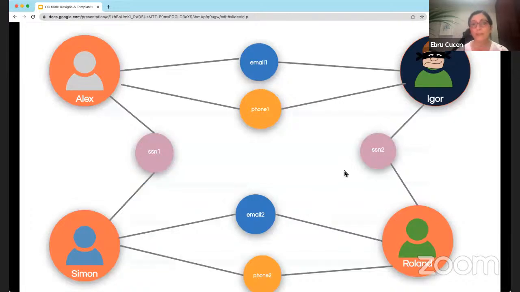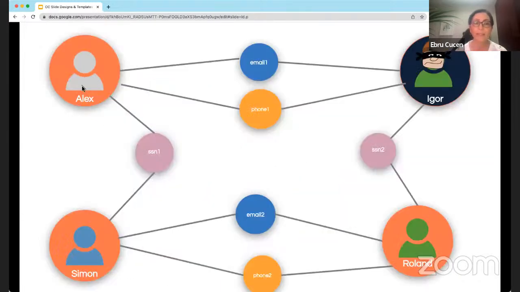So what are we trying to find? What's our goal? In our use case, Alex may be a node, a user, but we don't know if it's fraudulent or not. He may have some email addresses, phone numbers, SSN numbers. These could be shared with other users, and we don't know if this is fraudulent or not.